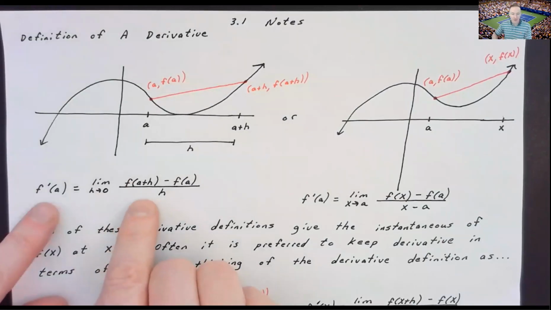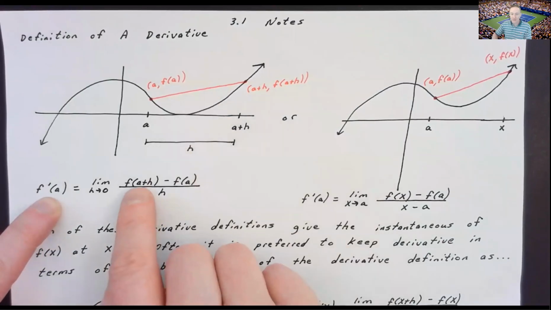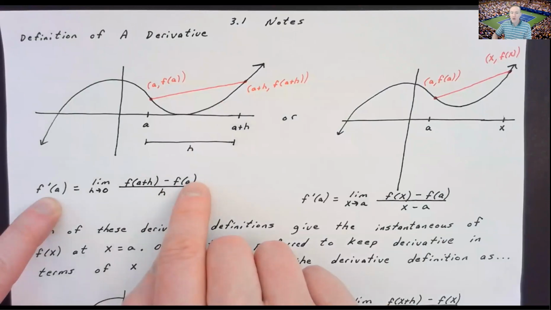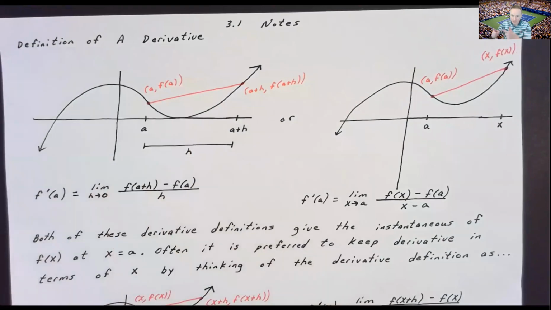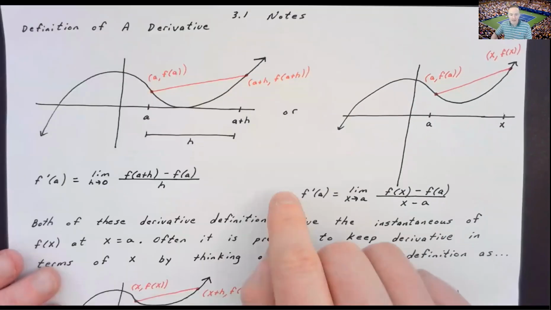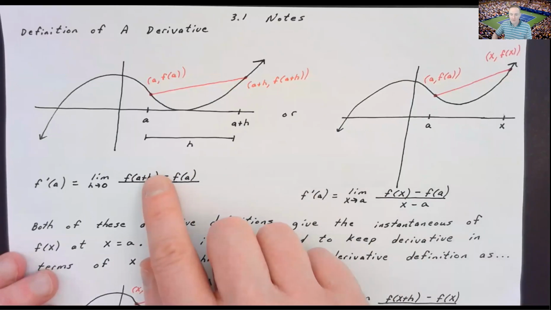That is the definition of a derivative. Instantaneous rate of change at a is nothing more than the average rate of change from a to a plus h, but we're going to take that distance h and make it negligibly small. So I can say, okay, that is one definition of a derivative.